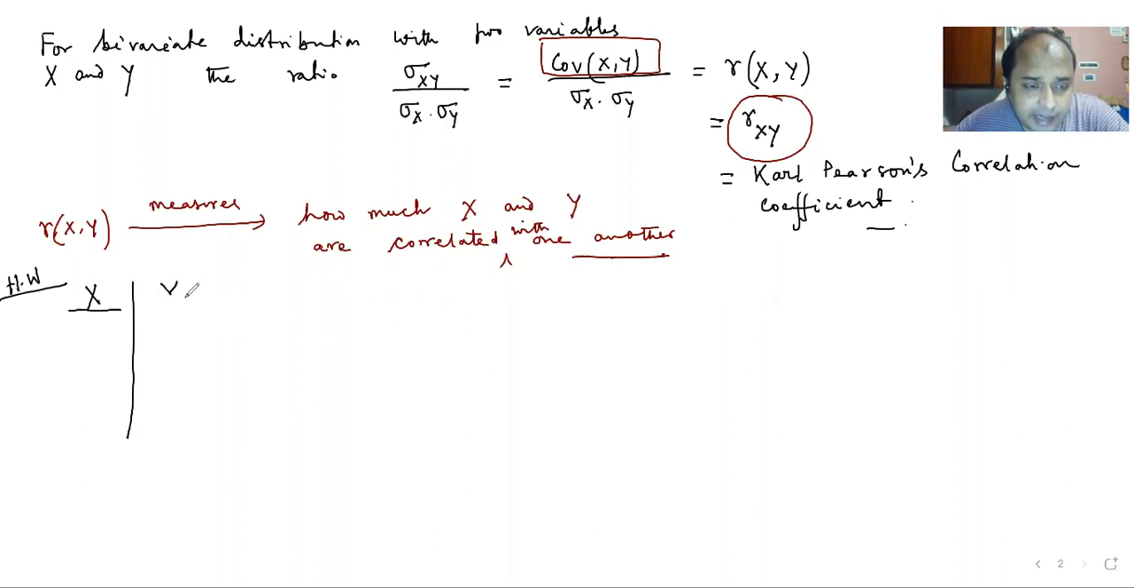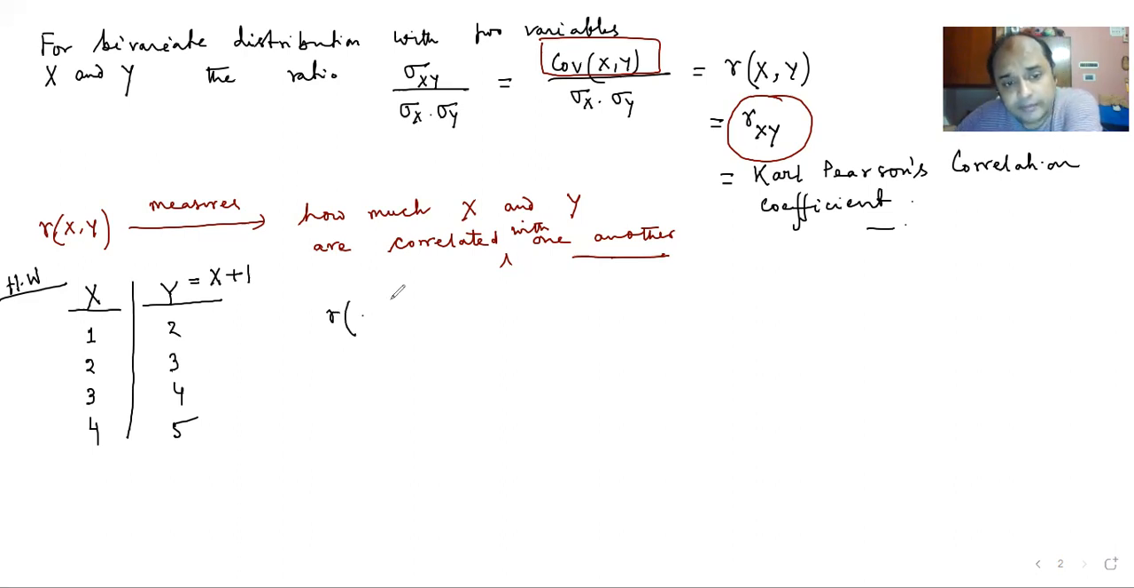Suppose I am taking a kind of bivariate distribution which has only four variables in it. Say for example, suppose this is the distribution. You can easily see that the value of y is obtained by this formula, x plus 1. Very easy distribution I have chosen over here. Now your job is to calculate rxy, the correlation coefficient between the two variables.